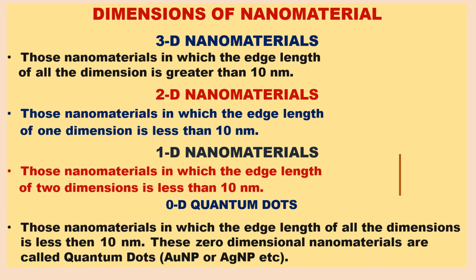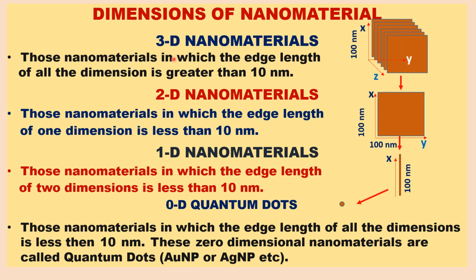Okay, now let us see the dimensions of nanomaterials. We have 4 dimensions. 3-dimensional nanomaterials. They have length, breadth and height. Those nanomaterials in which the edge length of all the 3 dimensions is greater than or equal to 100 nanometer.